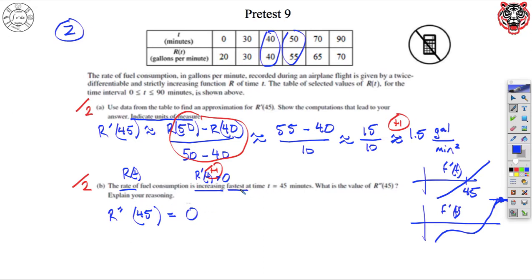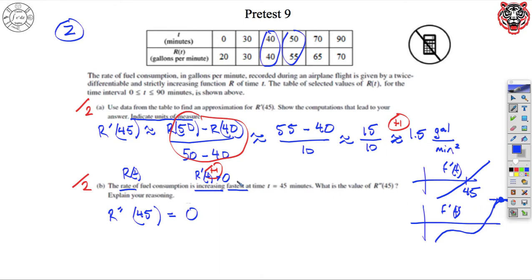Is there an easier way to mathematically get that, like a formula or something? Well, there's no formula because we don't have any equation, so you can't look at a graph. You just have to know that if it's increasing fastest, then the derivative graph will have this flattening off. It'll have a slope of 0 at that fastest time.